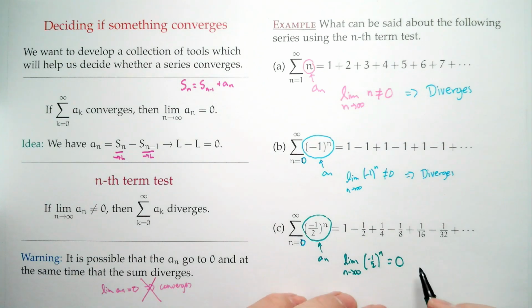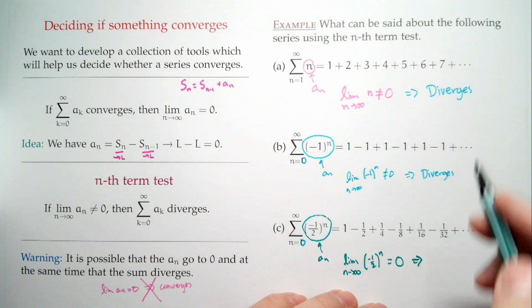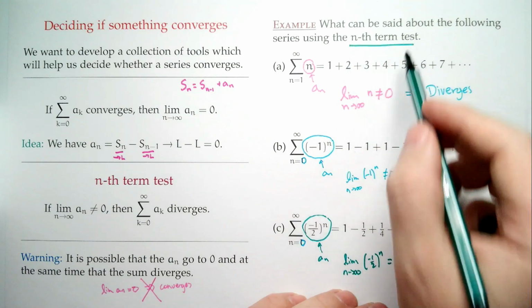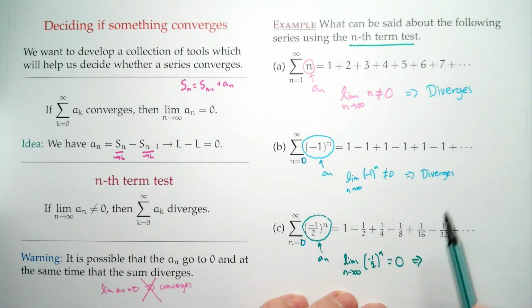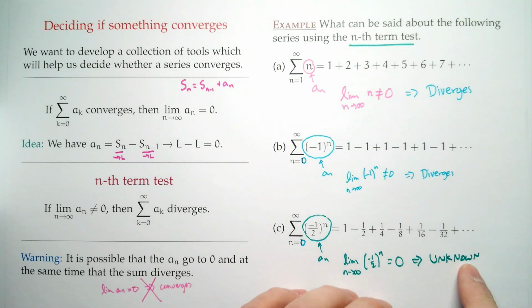Now, what's the conclusion? Because remember, what are we using? We're using the nth term test. So, when it doesn't go to 0, our conclusion is diverges. When it does go to 0, our conclusion is unknown. That's what we have by the nth term test. Now, does that mean we give up? No. It means we start looking at other tools.